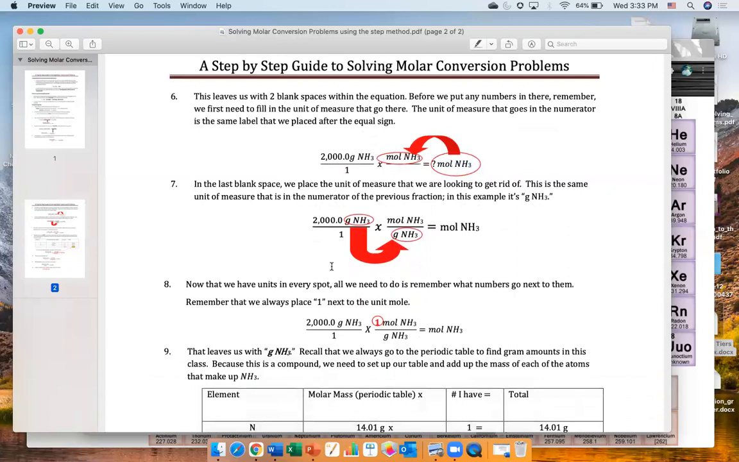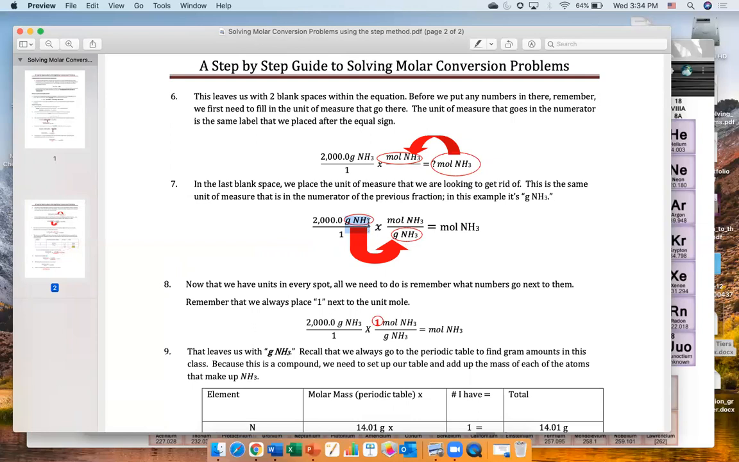Where does that gap come from? In the last blank space, we place the unit of measurement that we're looking to get rid of. This is the same unit of measurement that's in the numerator of the previous fraction bar. In this particular example, it's grams of ammonia. Now you can see why you would have been done on this question if you hadn't put this unit of measurement down. If you just had 2000 here, you wouldn't know what to put down here.